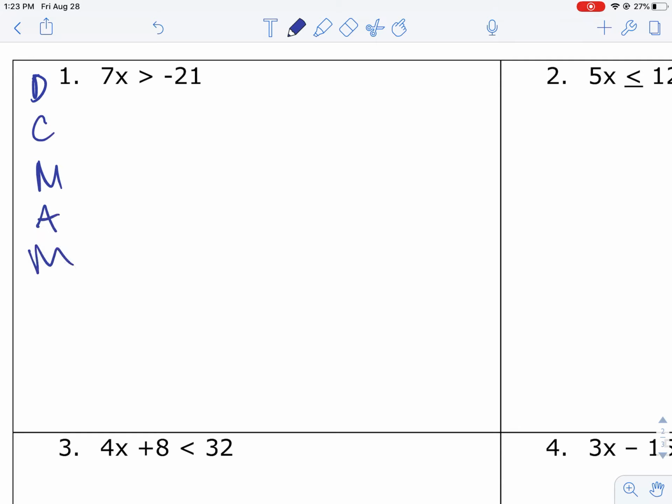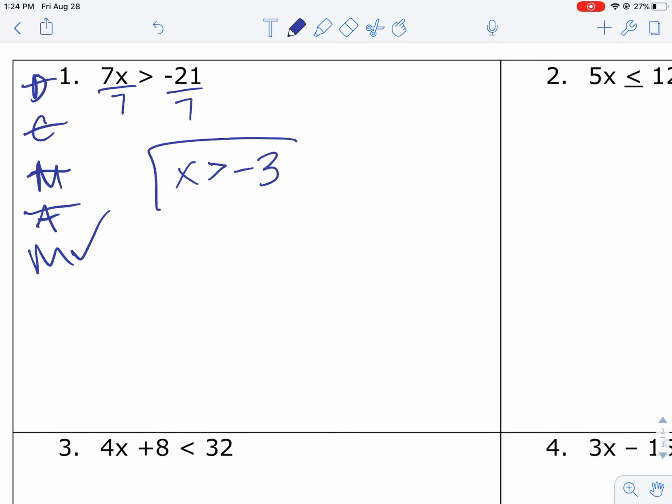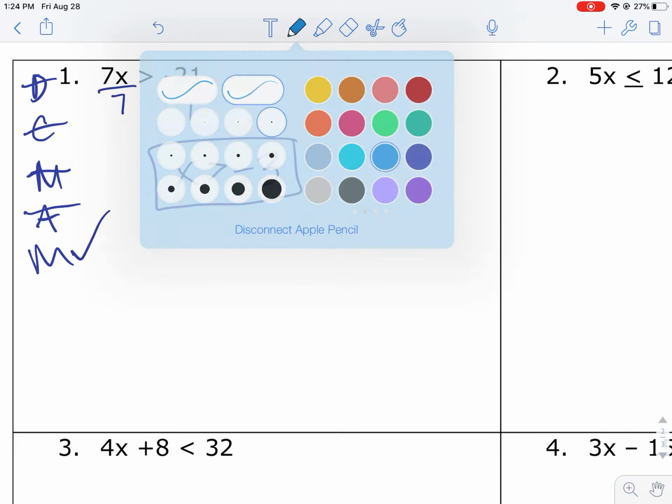So I asked myself the same questions. Are there any parentheses to distribute? No. Are there any repeated letters or numbers? No. Are there letters on both sides? No. Do I see a plus or minus sign? No. So this is a one-step equation because all I need to do is divide both sides by 7. When I do that, I get x is greater than -3.